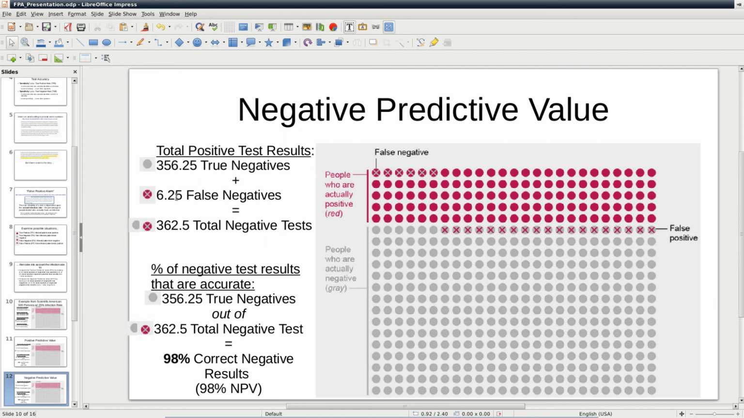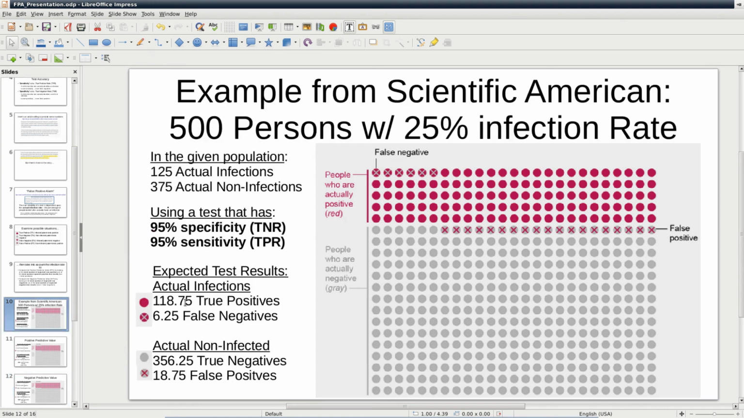We take that, and we add in the false negatives. We'll go back here. The false negatives were the ones that were actually positive in the population, but due to the true positive rate of the test, gave us a false negative. So we're looking at that number.